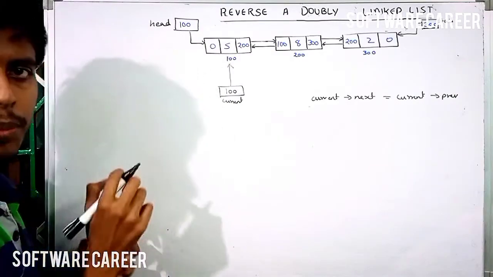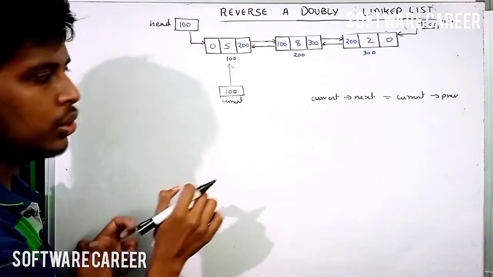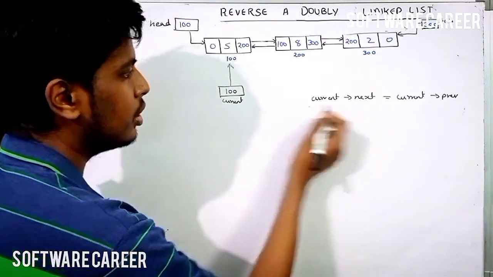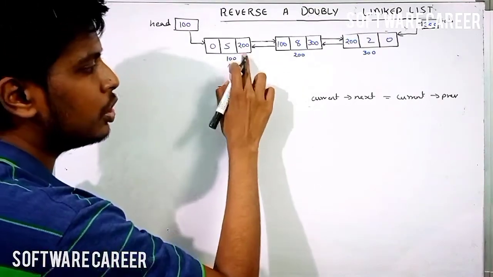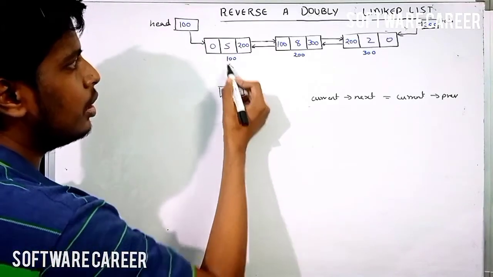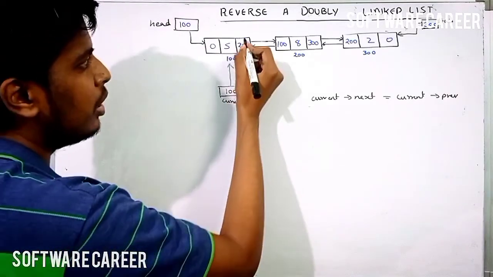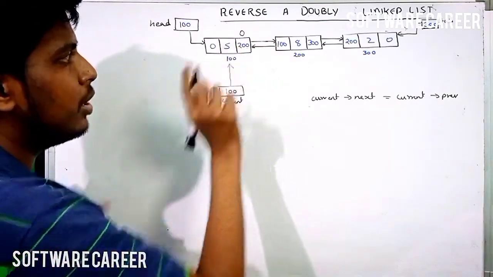Now where can I get the previous node address? From the previous pointer of this node. So that's what I have written. See, what is current next? Current next is 100's next, this pointer. In this pointer I should update the value to current previous. Current is 100, and 100's previous is 0. So I am updating 0 in this next pointer. You have updated 0 here.